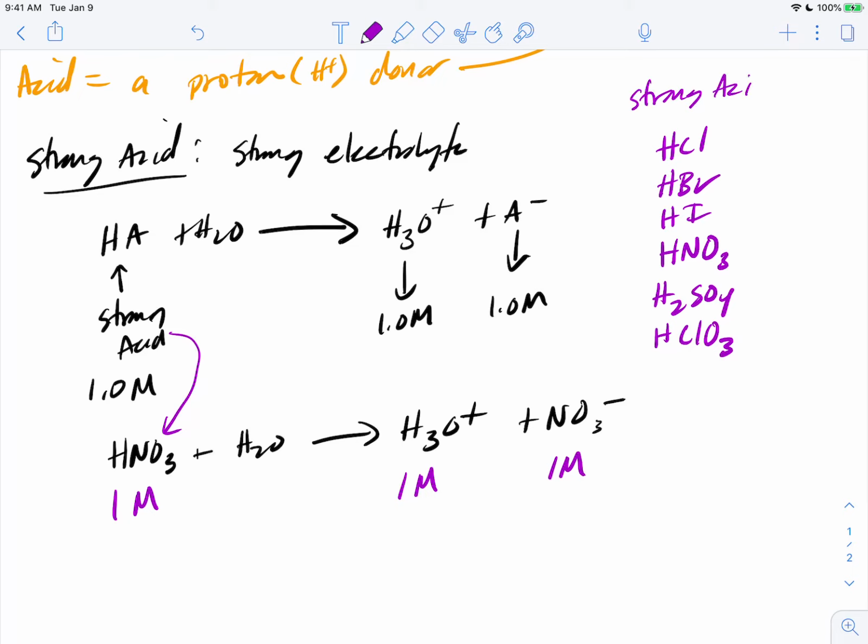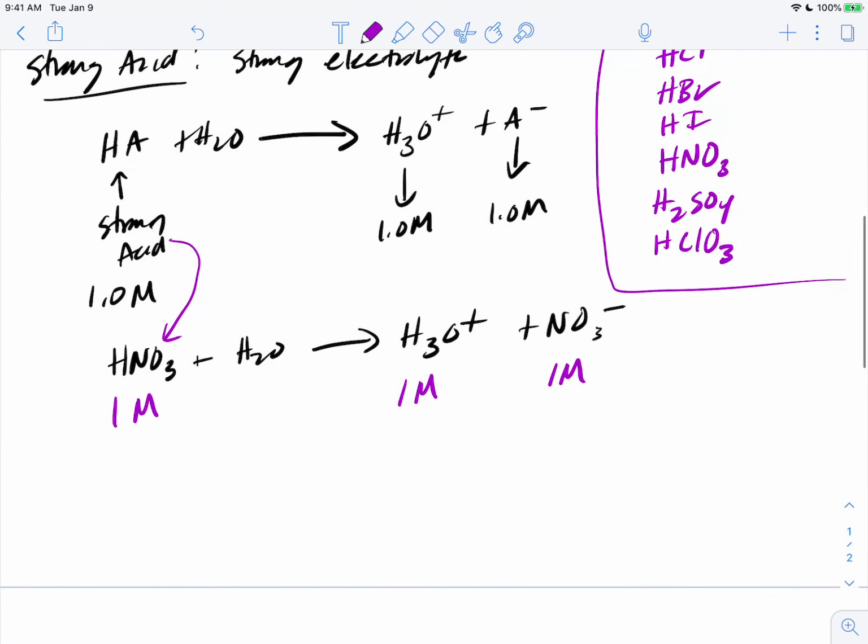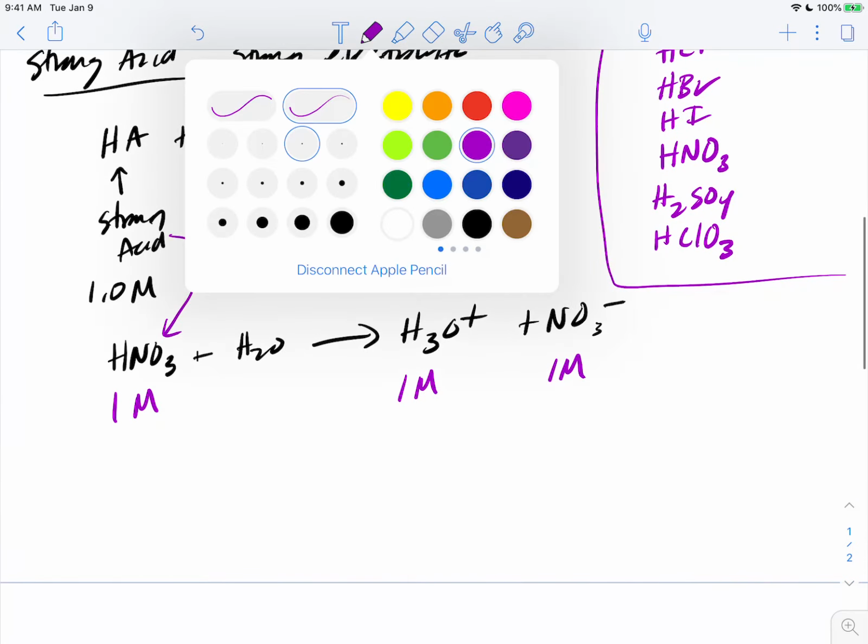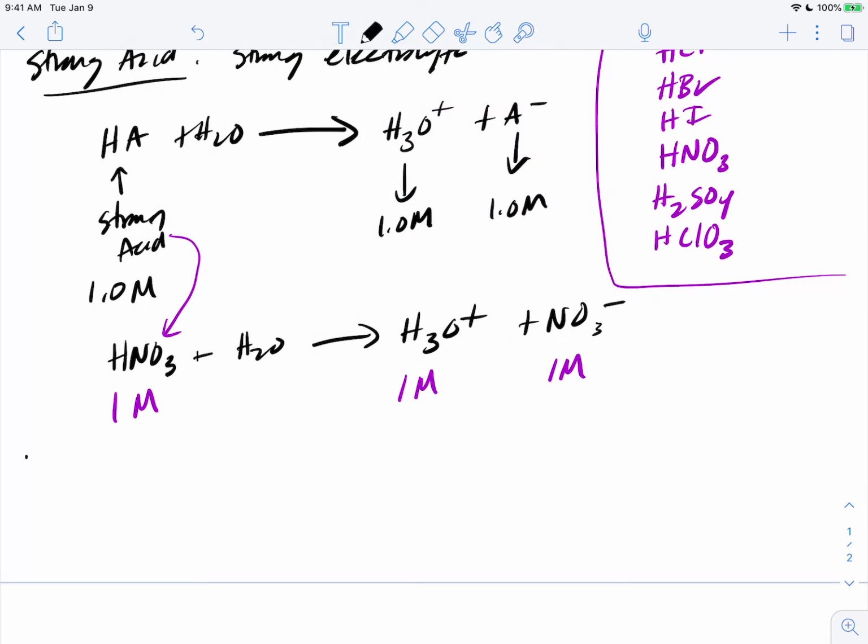These are our strong acids that we'll need to remember. If you know that these are the strong acids, then you should be good to go to identify these types of acids in chemical reactions. Now, for a weak acid, we will denote that with the arrow being used.